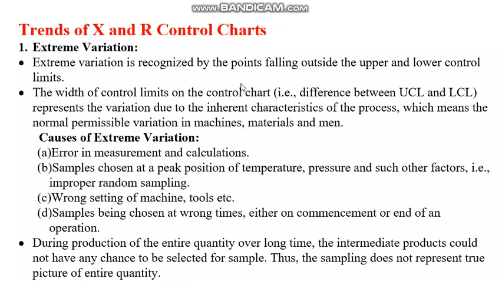Extreme variation is recognized by the points falling outside the upper and lower control limits. If any of the points falls outside, then this is an extreme variation. The width of control limits on the control chart, that is the difference between the upper control limit and the lower control limit, represents the variation due to the inherent characteristics of the process, which means the normal permissible variation in machines, materials, and men.